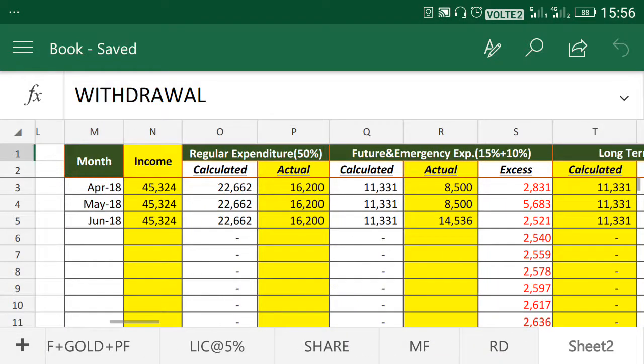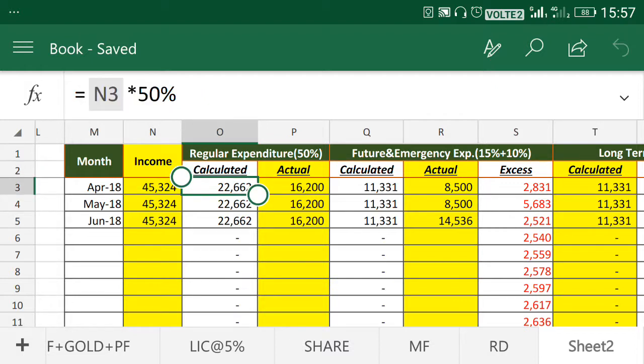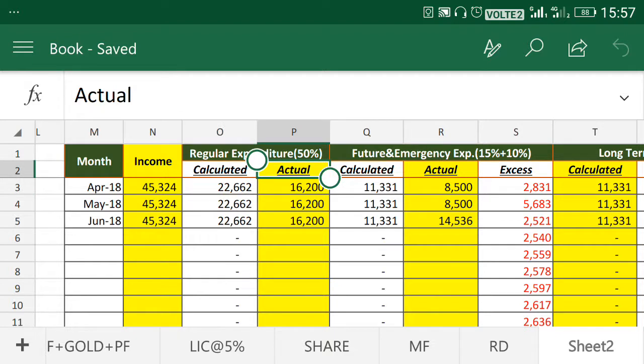I have started this from the month of April 2018, considering this financial year. Suppose your earnings in the month of April is 45,324 rupees. Then what should be your regular expenditure? It is the calculated one. It should be 50% of your income, that is 22,662, and this is your actual expenditure in the month of April, that is 16,200. You can spend up to 22,662. You can spend less than that, but please don't make expenditure more than 22,662. Here it is less than 22,662.